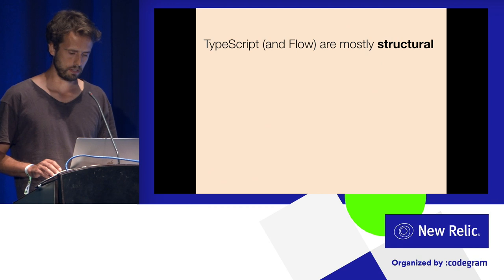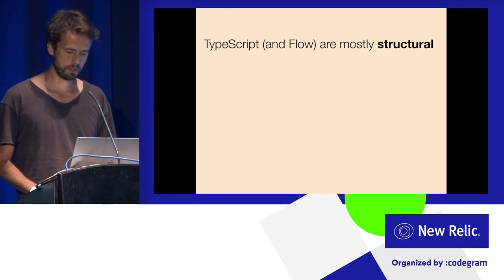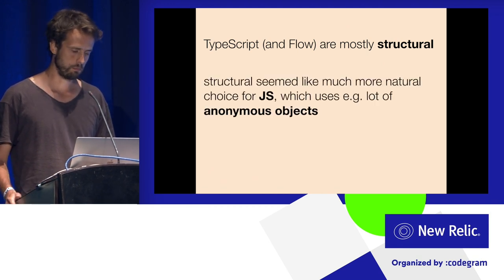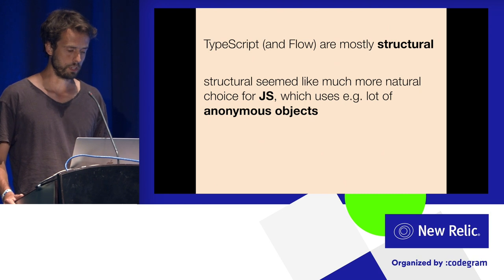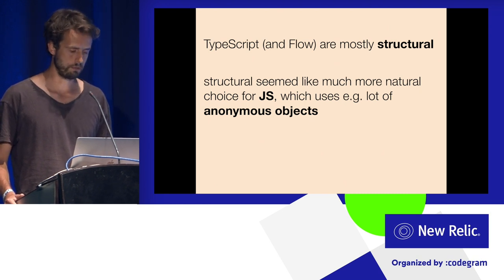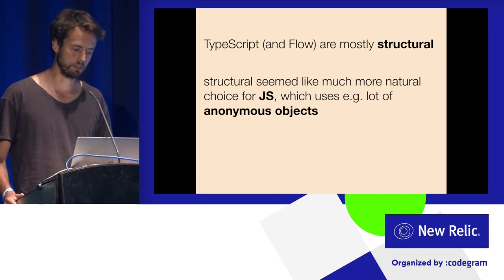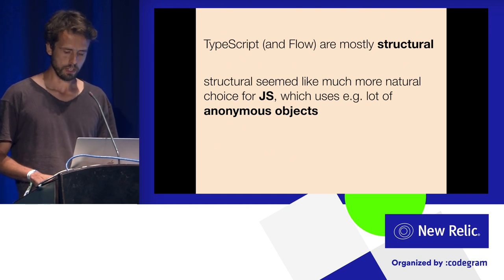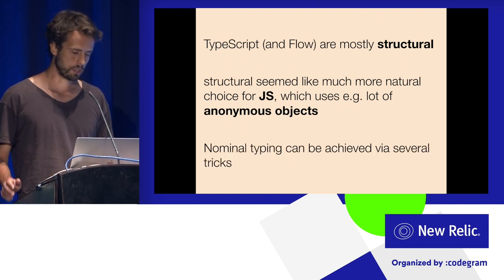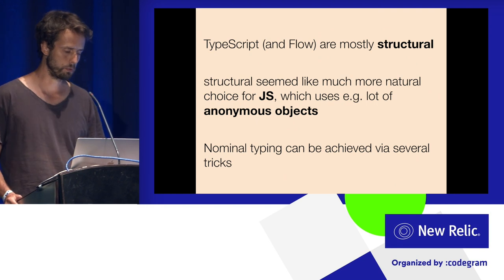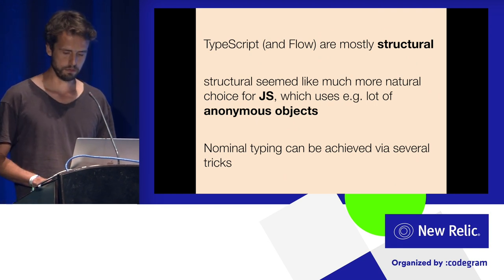So, as I said, TypeScript and Flow are mostly structural, and both teams, at Microsoft and Facebook, decided that this is the more natural choice for the dynamic nature of JS, where a lot of anonymous objects are used. But sometimes you would like to use nominal typing, and it can be achieved by several tricks.